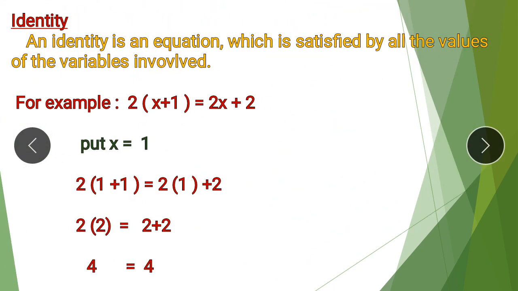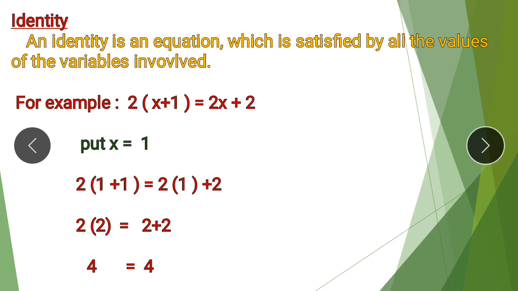We have another concept here: identity. An identity is an equation which is satisfied by all the values of the variables involved. Here we can see 2 bracket x plus 1 equals 2x plus 2. If I multiply 2 with x and 2 with 1, it means the same thing. So this is known as an equation of identity, an equation which is satisfied by all the values of x.